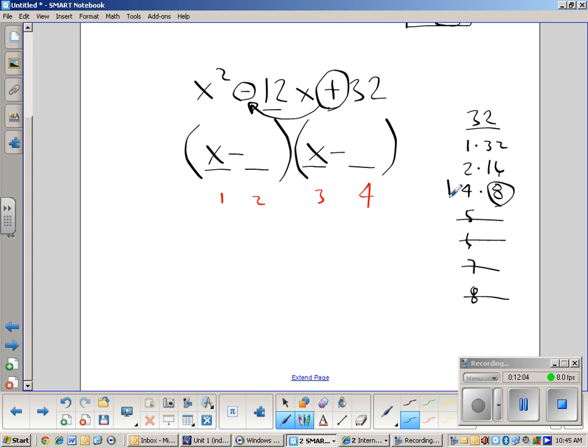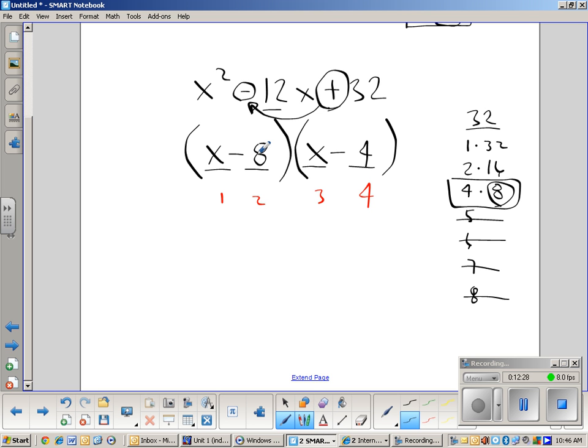8 and 4. Okay? Where should I put the 4? Someone said it's up to me. You're right. I can put them wherever I want because both signs are the same. So it doesn't matter where they go. Okay? Doesn't matter where they go.